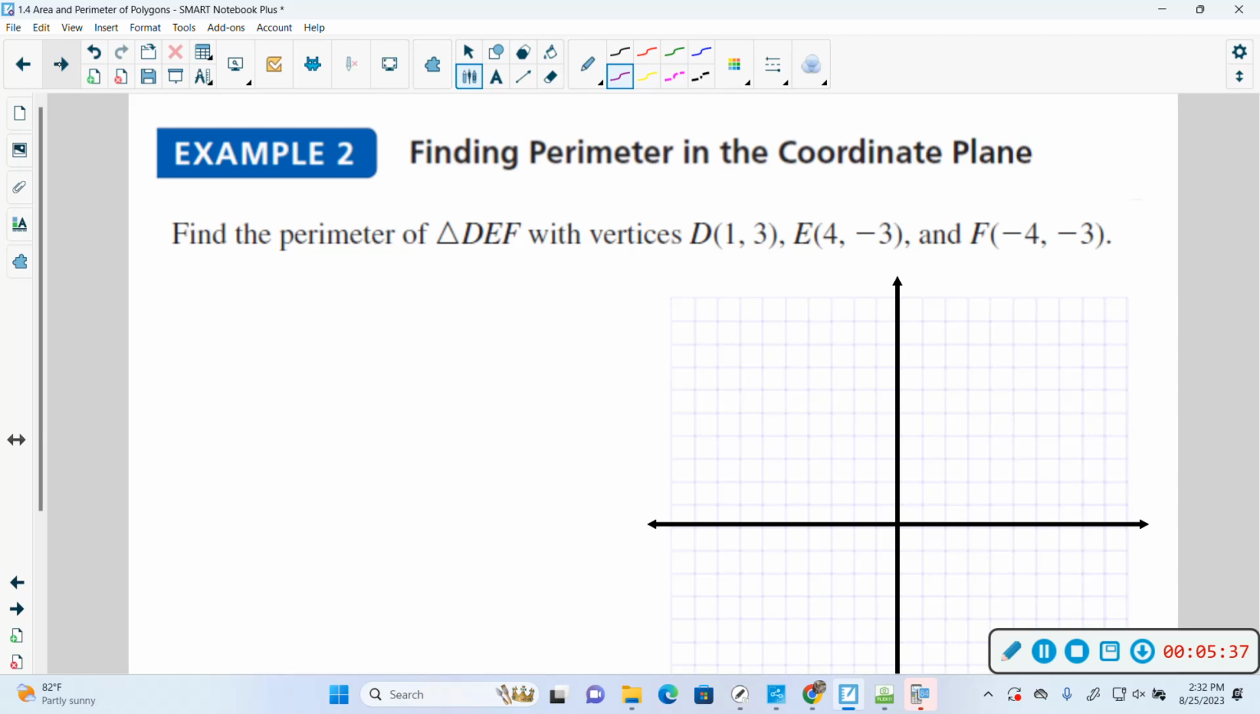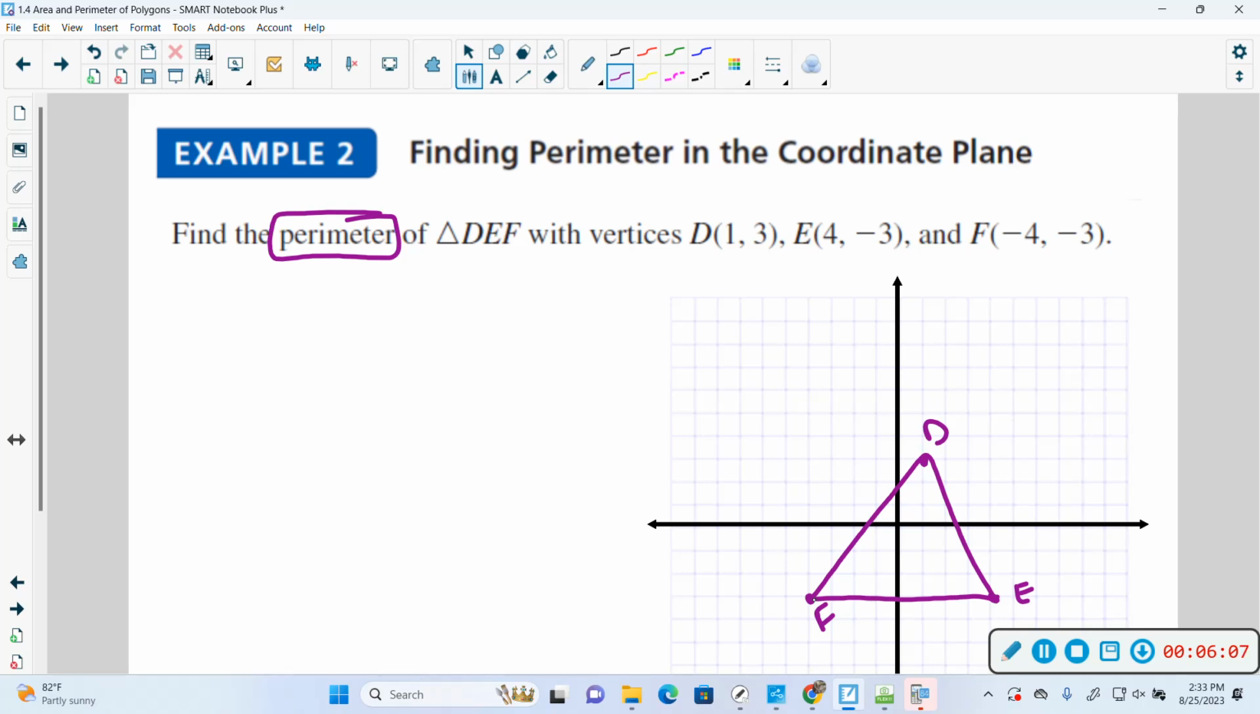So, find the perimeter of triangle DEF. So perimeter, that's what I'm after. Triangle, let's start plotting the points here and see what we're looking at. So D's at 1, 3, right 1 up 3. Make sure we label. E is at 4, 2, 3 for E, -4, -3 for F. Perfect.